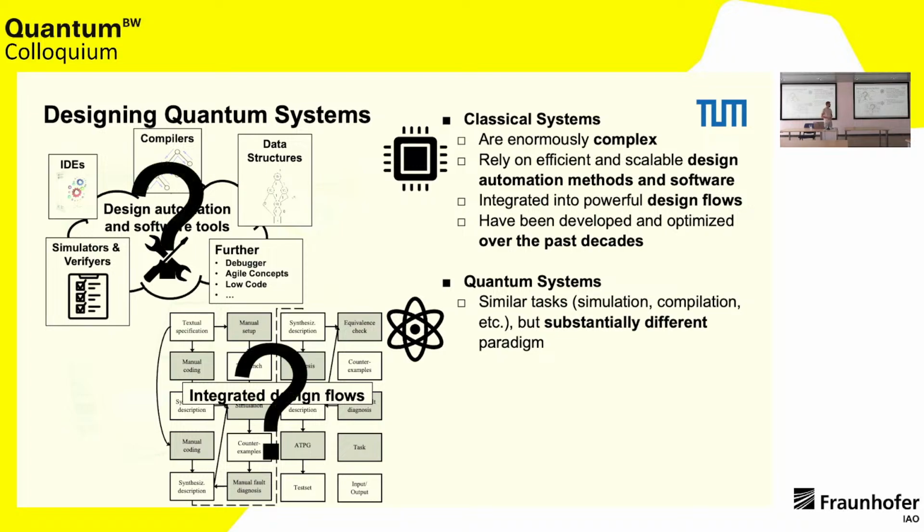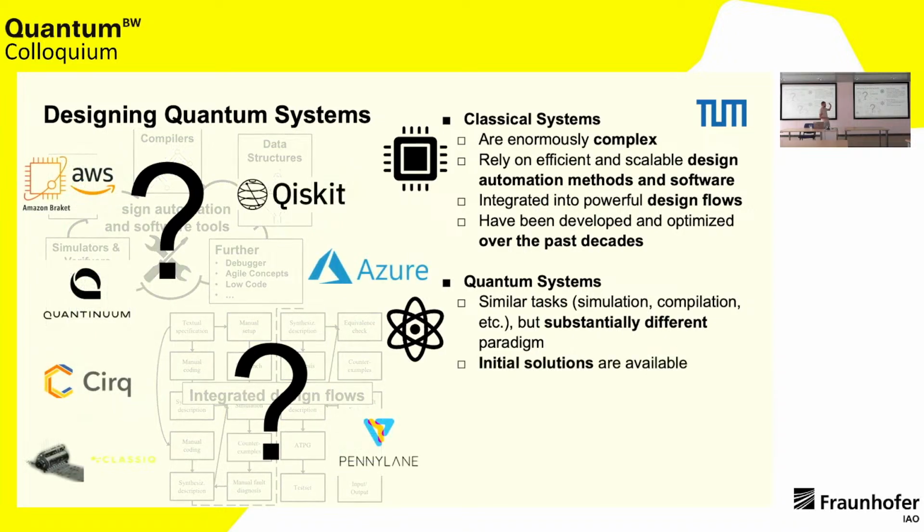So in quantum computing, there are lots of question marks for all of these elaborate design flows, for all of these tools, for everything that we need to develop proper applications for quantum computing. While there are initial solutions, of course, like there is Qiskit, there's Cirq, there's PennyLane, there's all the different academic tools, it's not yet where the classical IT infrastructure really is at the moment.